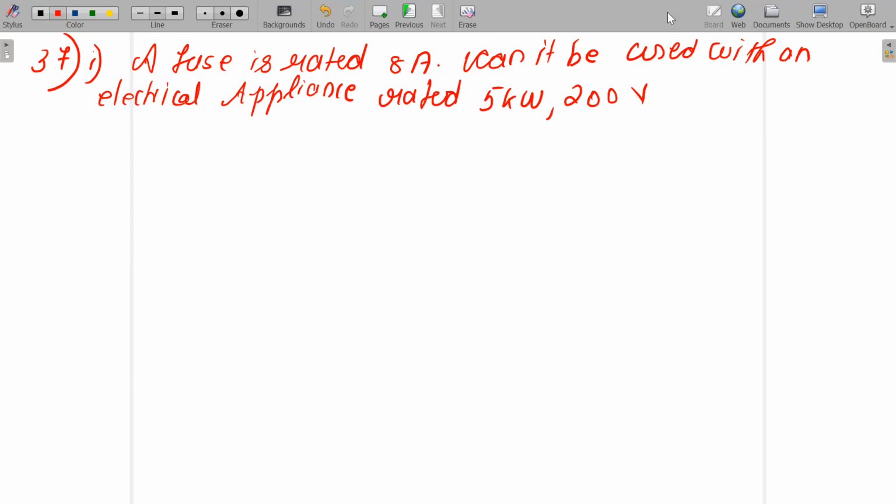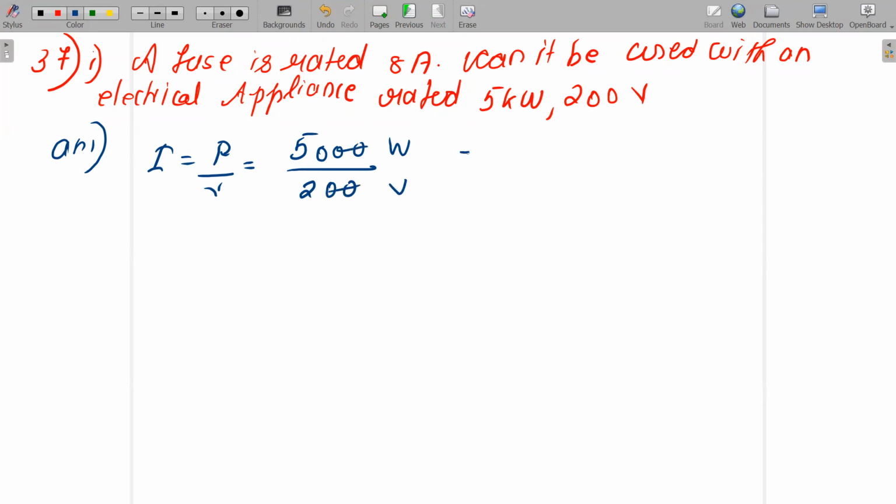Can you use this? How can you find that? Current is nothing but power by potential difference. That is nothing but 5 kilowatt means 5000 watt divided by 220. So you guys will get it as 25 ampere, right? Therefore, it cannot be used.